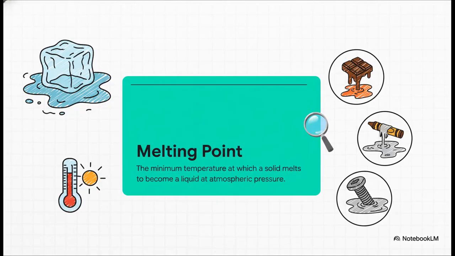This specific temperature is called the melting point. The melting point is the minimum temperature at which a solid becomes a liquid at the atmospheric pressure. For ice, this temperature is 0 degrees Celsius. Every pure solid has its own unique melting point.